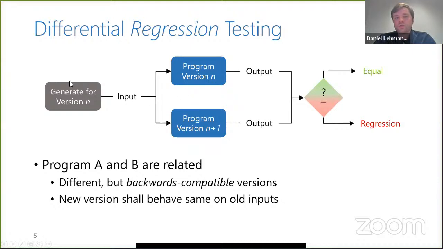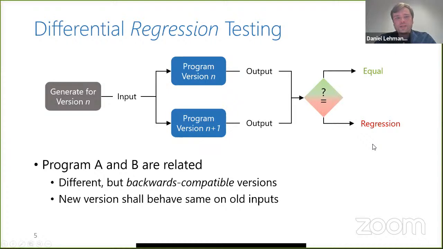So the idea is that you generate inputs for an old version of the program, and then you give it to both the old program and the new program. The expectation is, if the new program is backwards compatible with respect to the old inputs, then it should behave the same on those inputs. And if not, then we have potentially found a regression.